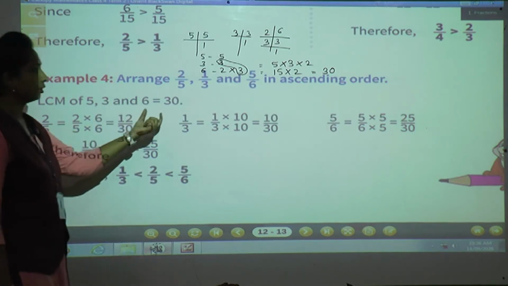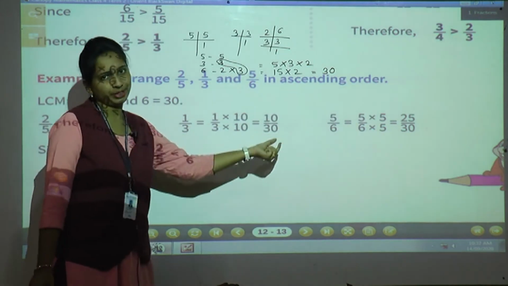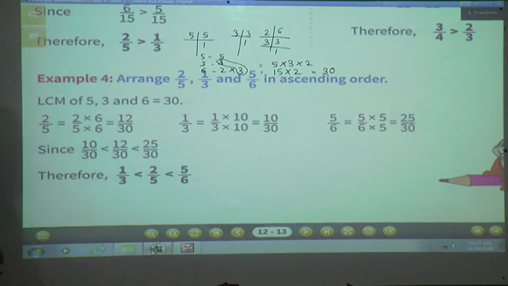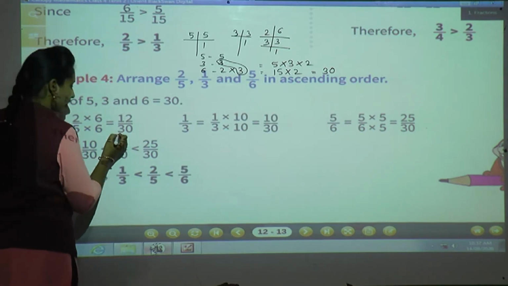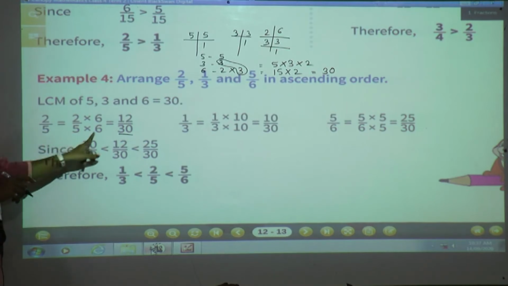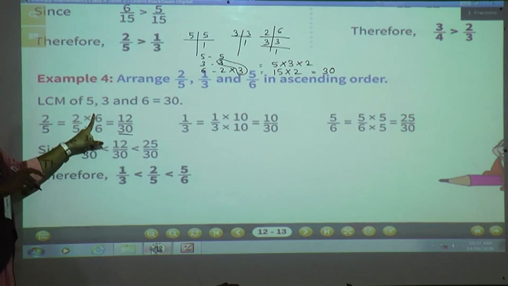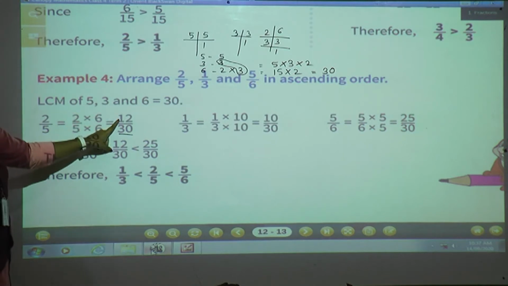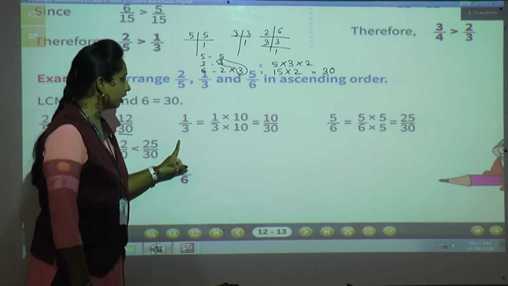Now 30 should come in the place of denominators. Where should it come? In the place of denominators, isn't it? So 2 upon 5, the denominator should become 30. So write 30 directly, and we have to see which number we should multiply with 5 to get 30. 5 6s are 30. So 6 we have to multiply in the place of numerator also. 2 6s are 12.